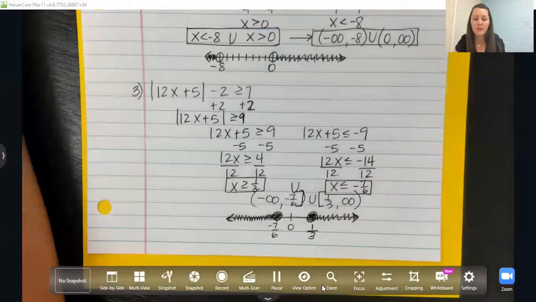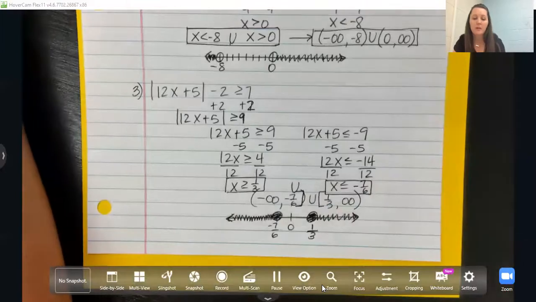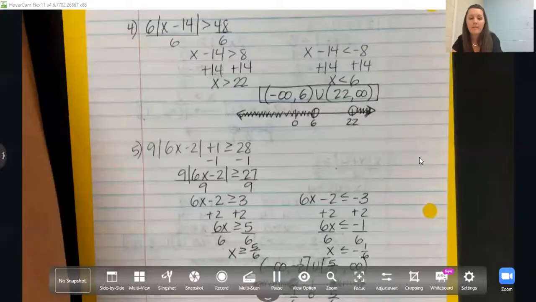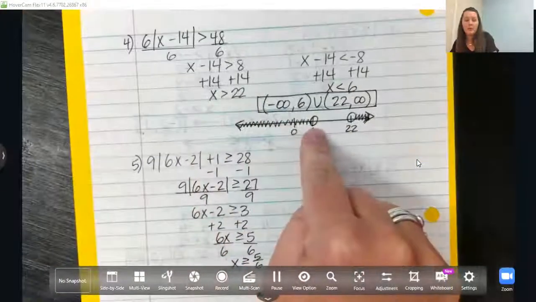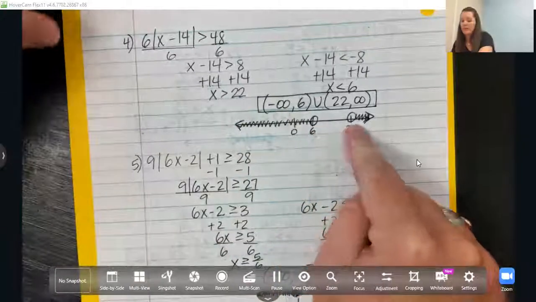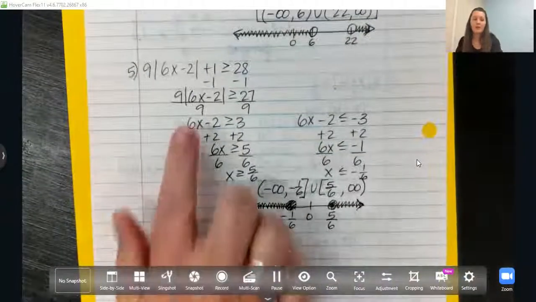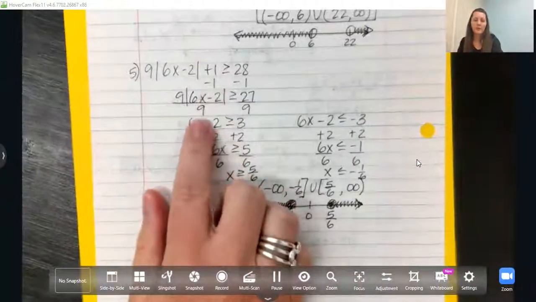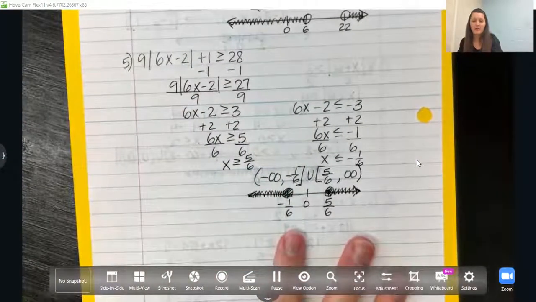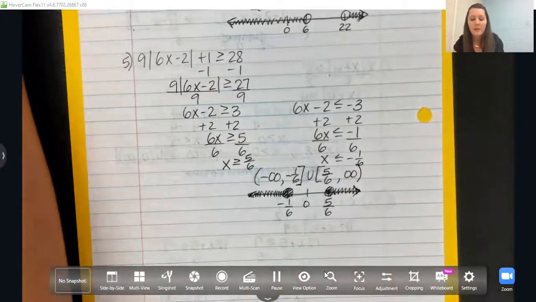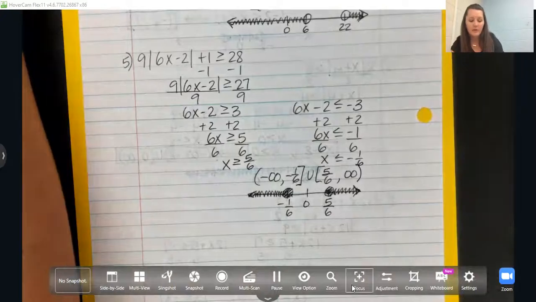All right, I'm just going to go ahead and show you the solutions for the last 2. Here's our solution for number 4. It's a disjunction here. And then our solution for number 5 took a little bit of work on the front end to isolate those absolute value bars. And then it's also a disjunction. So try those again, or go ahead and move on to your practice for the day.